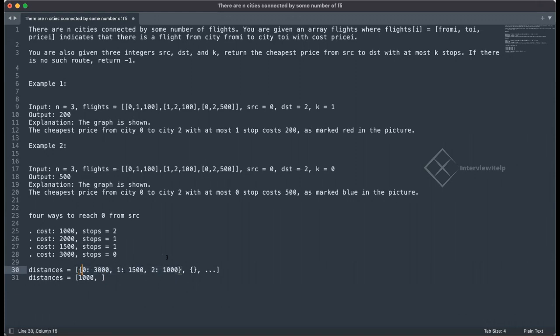Okay, so the reason why it cannot be a tuple is you need to be able to quickly update that. If I found a cheaper way to reach some node in 2 stops, so if somehow I discover that you can reach this 0 with a cost of 500 with stops equal to 2, then I need to be able to quickly change this 1000 to 500.